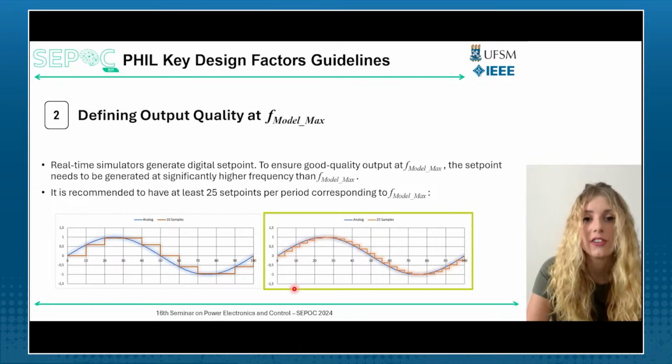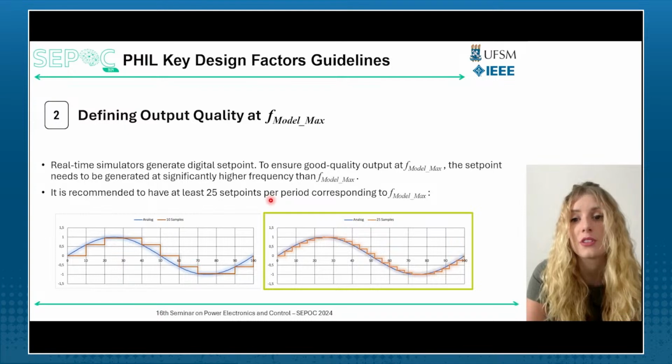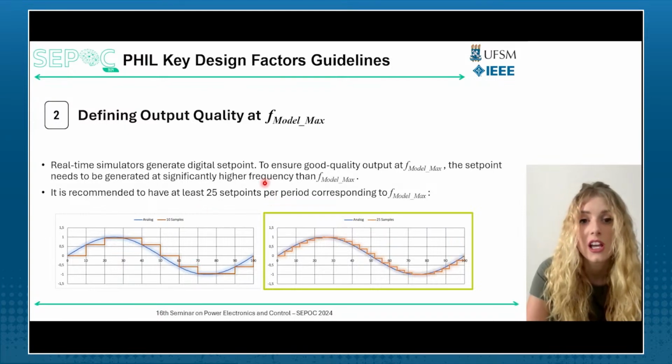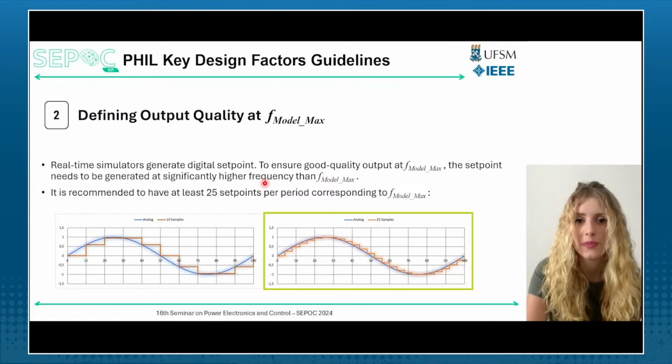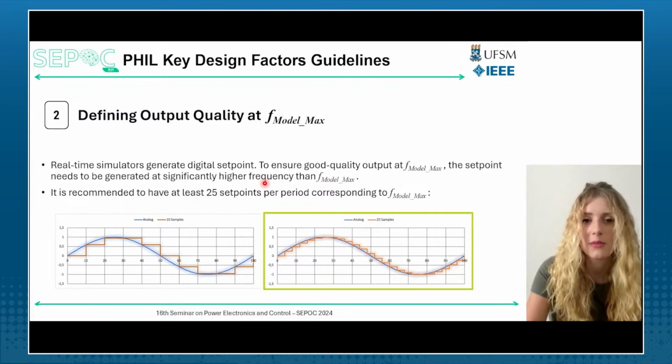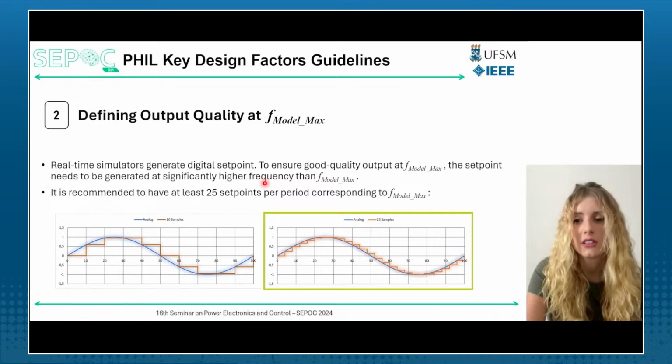So for this kind of evaluation that we are doing today, we will assume that we are going with 25 samples, or at least 25 samples, but of course you can also go with more, for example 50 or more. But let's say for this example that we are doing today, we will take 25 as a good measure.